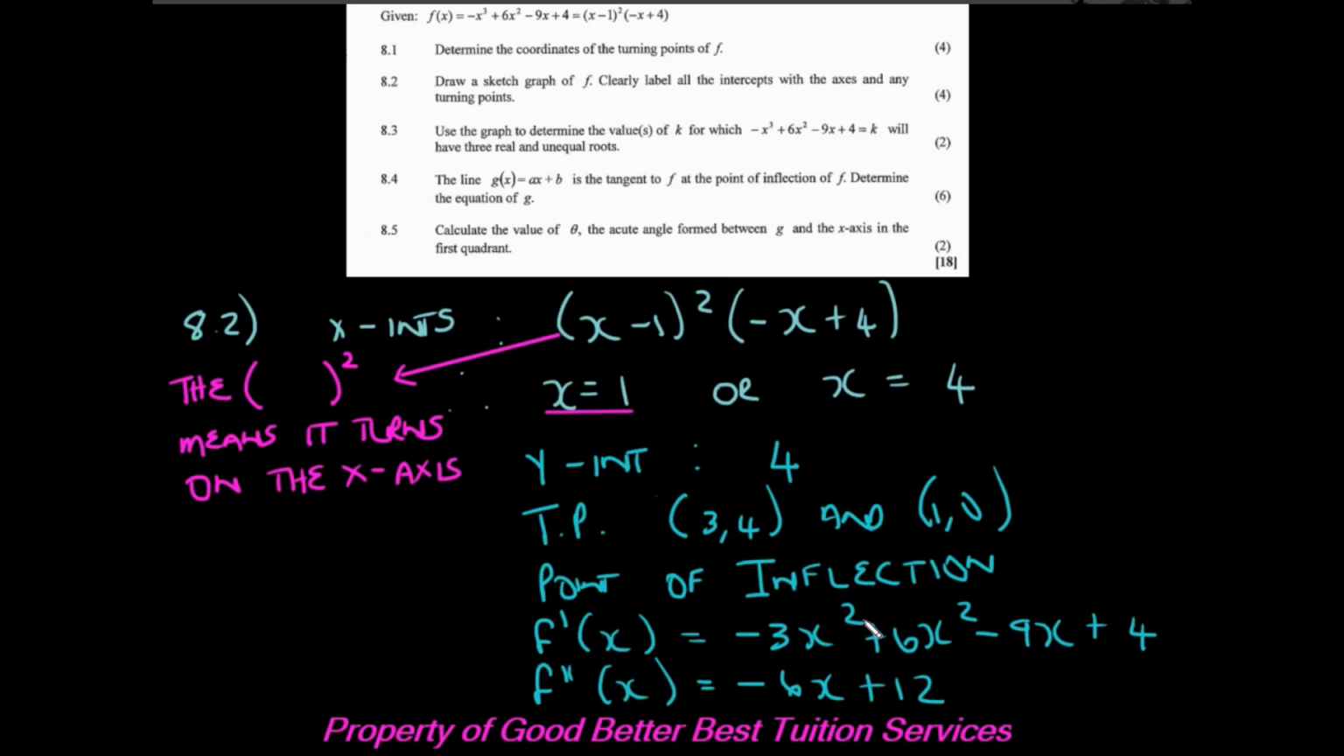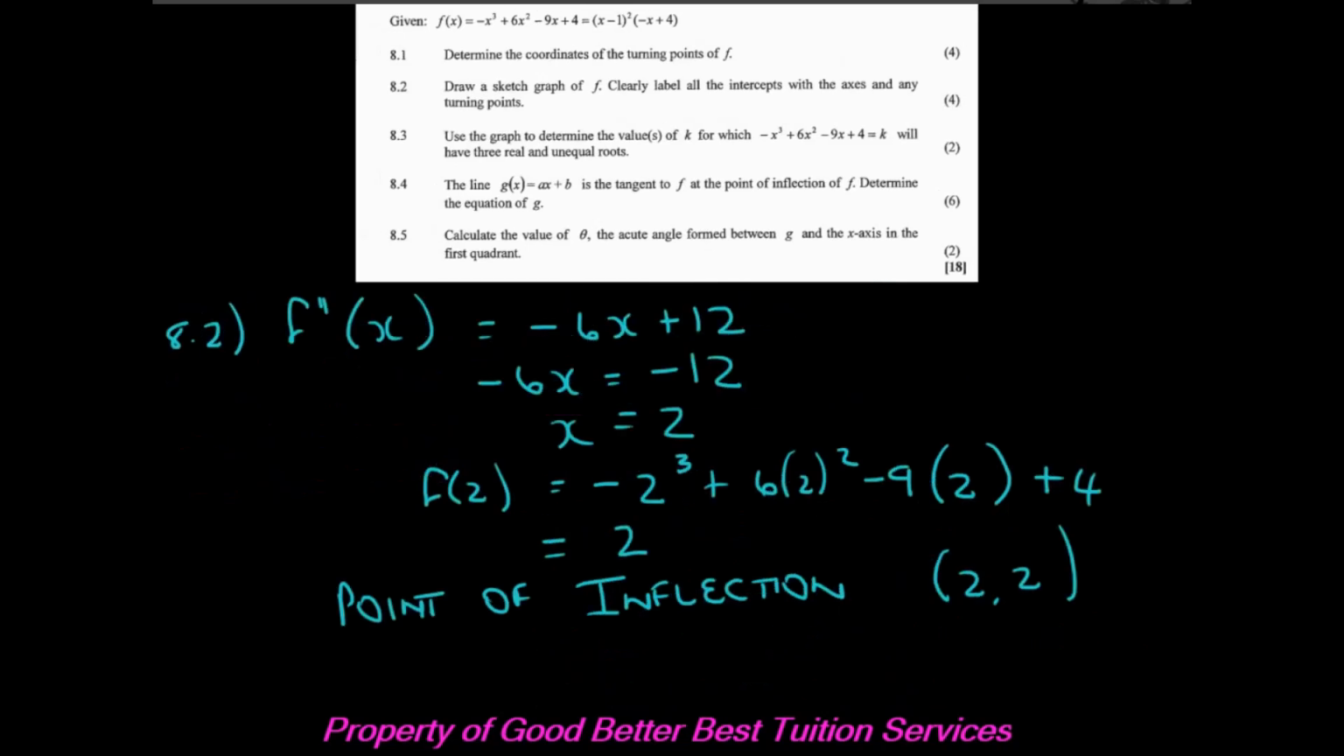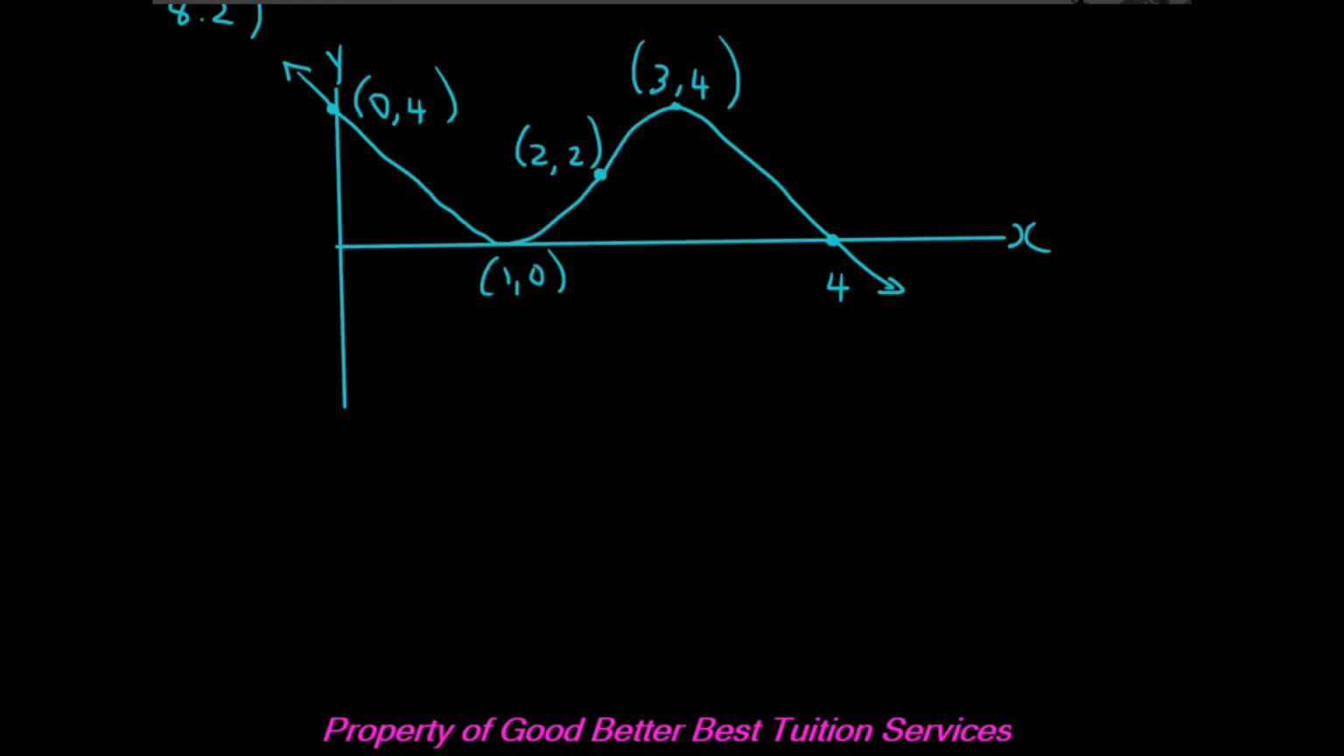Then our turning points, we calculated in 8.1, which is (3; 4) and (1; 0). And then our point of inflection, how do we find our point of inflection? By taking a second derivative. So we take that second derivative, we make it equal to 0, solve for x, substitute into the original equation to find the corresponding y value. And we see that we get (2; 2). And so there we have our graph. As mentioned, it will turn on the line, at (1; 0). There's our other turning point, there's our y-intercept, and this is our point of inflection.